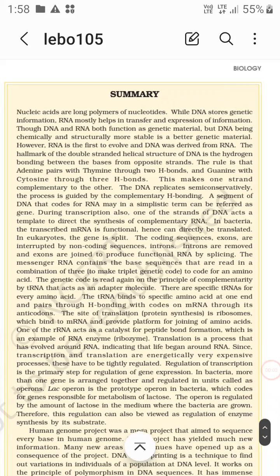Summary of the genetic inheritance. The summary of the molecular basis of inheritance, right?